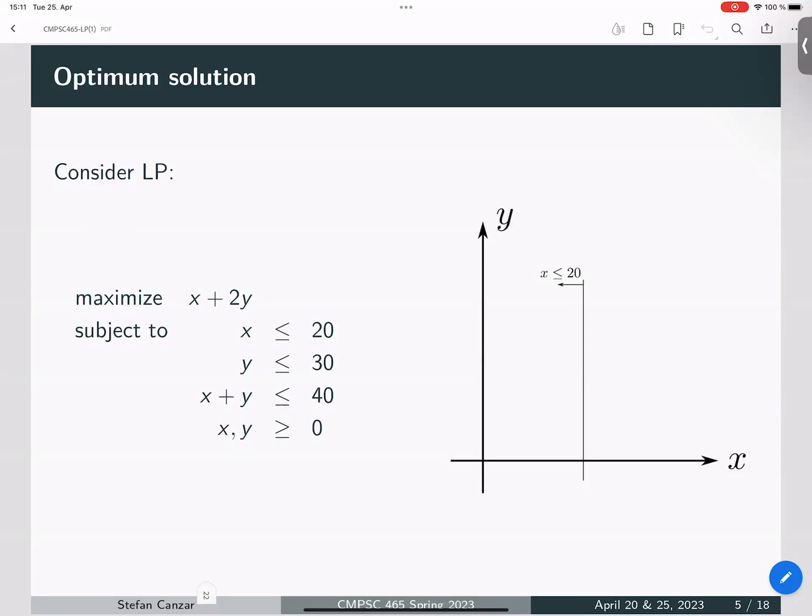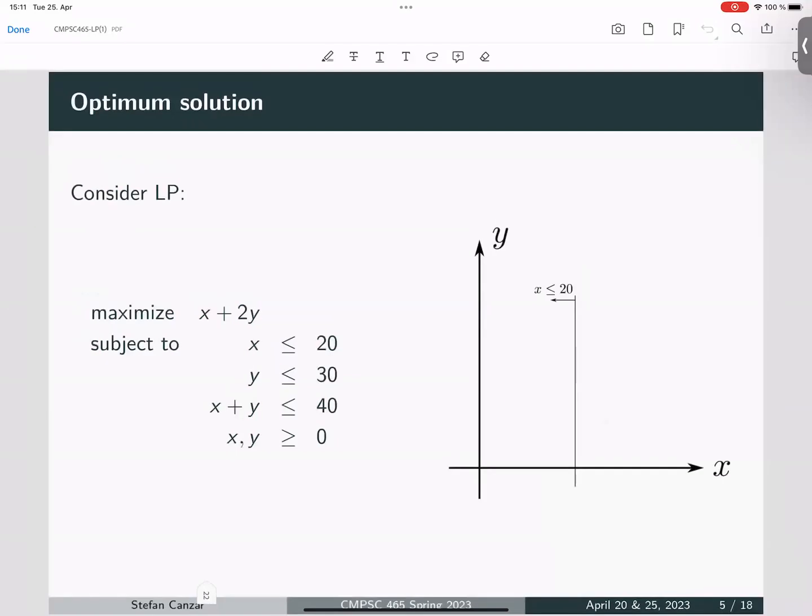So we know now that all feasible points, at least with respect to the first constraint, must lie somewhere here, sandwiched between the y-axis and this vertical line. So they are non-negative in both x and y, and they're to the left of this line because they need to be smaller than 20 in x.